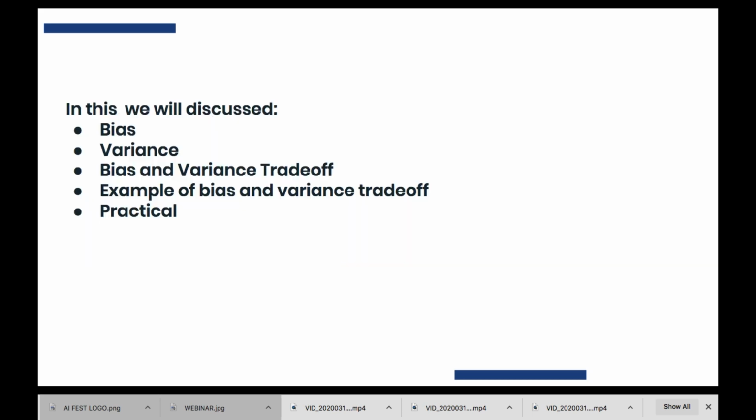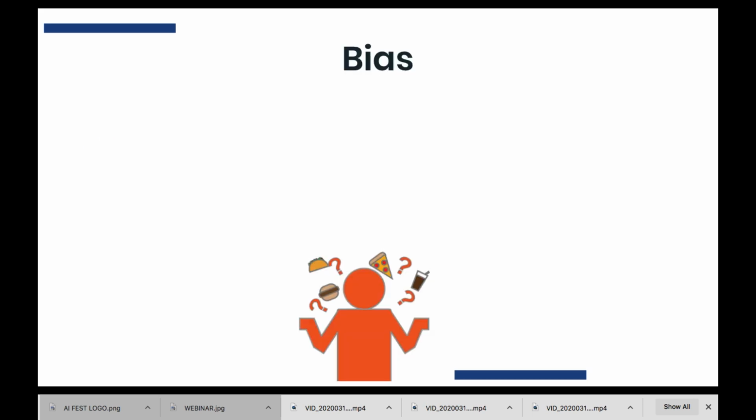We're going to discuss bias and variance trade-off, an example of bias and variance trade-off, and then we can look at a practical section on how to plot a learning curve.